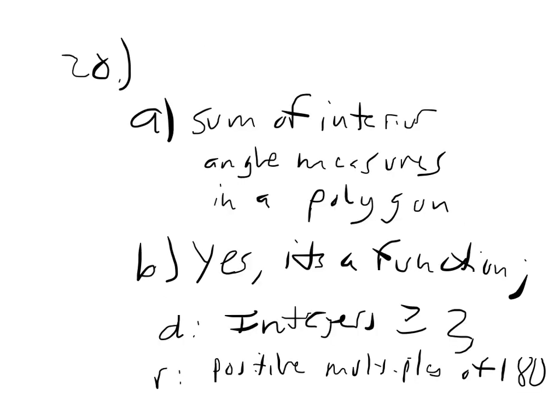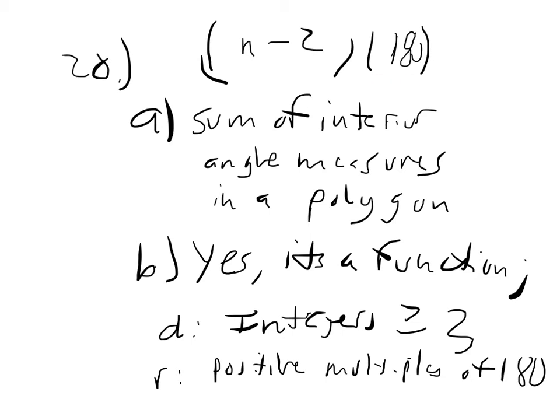For number 20, you were kind of okay on getting the domain, or what the function gave you. It was the sum of the interior angle measures in a polygon. That was n minus 2 times 180. We might remember that from geometry class. Sum of the angles in a triangle is 180 degrees. In a quadrilateral is 360 degrees. So for quadrilaterals, 4 sides, 4 minus 2, 2 times 180 is 360. Pentagon has 3 times 180 or 540 degrees as the sum of its interior angles.